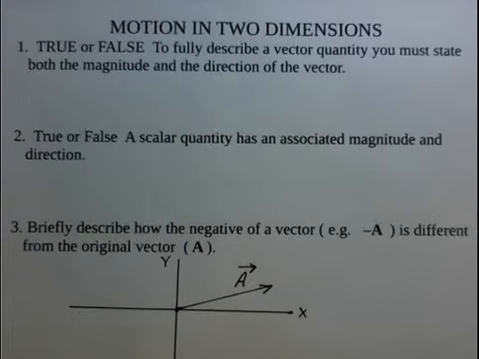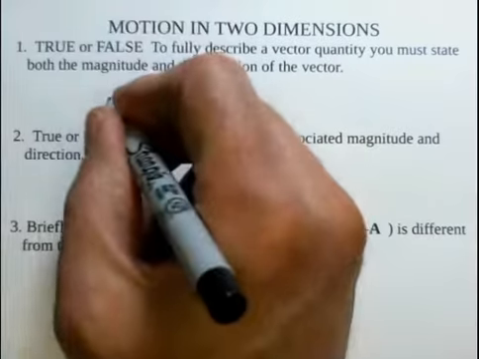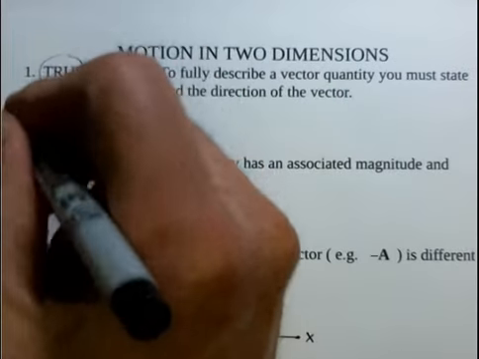So the first question for you, true or false? If we're going to fully describe a vector quantity, you must state both the magnitude, the size of the vector, and the direction of the vector. That is true. So we'll just circle true up here.